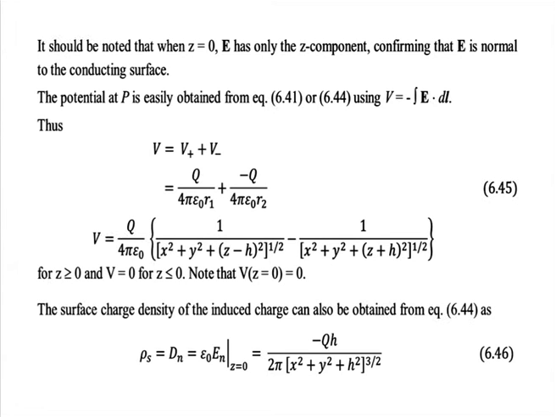Now the surface charge density of the induced charge can be obtained from equation 6.44 as rho s is equal to Dn, which is equal to epsilon naught into En at z is equal to 0, which when solved gives us equation 6.46, that is minus qh upon 2 pi into x square plus y square plus h square to the power 3 by 2.